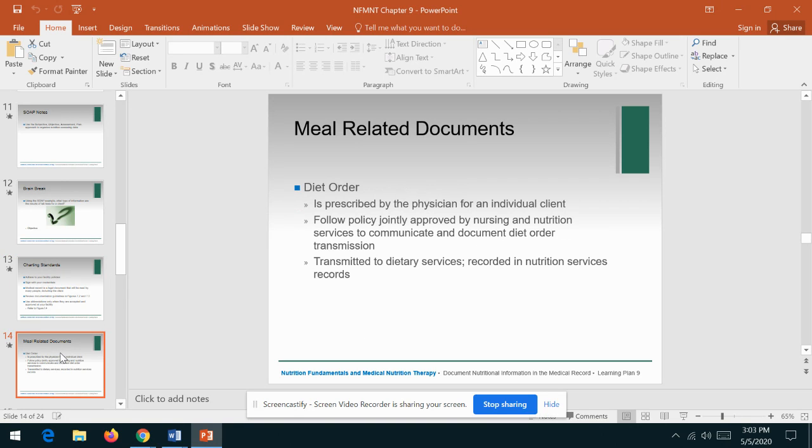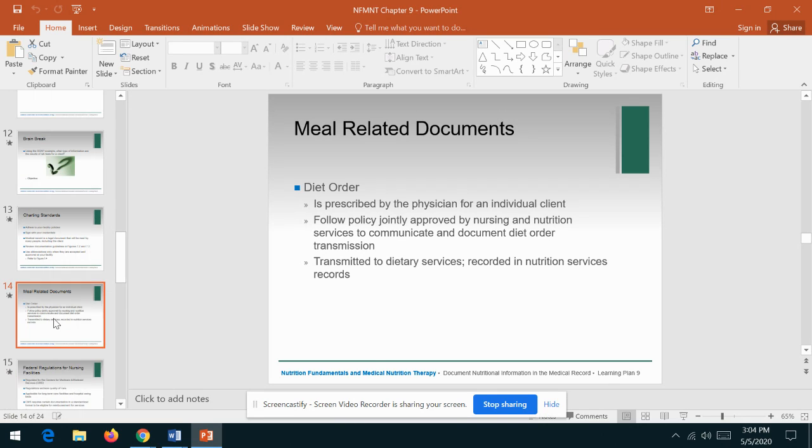All right, so the things that we're going to find in the medical record: diet order. This is prescribed by either the physician or the registered dietitian, and it is transmitted to dietary services so that the department can provide the correct type of diet.